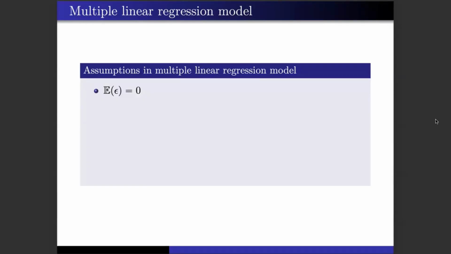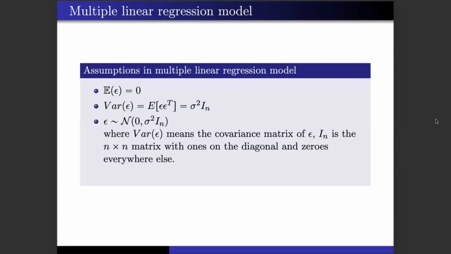The first generalized assumption is that the expectation of random vector error is equal to 0. The variance of random vector epsilon is equal to sigma square times identity matrix. The third assumption is that this random vector epsilon has normal distribution with mean 0 and variance sigma square times identity matrix of dimension n cross n.